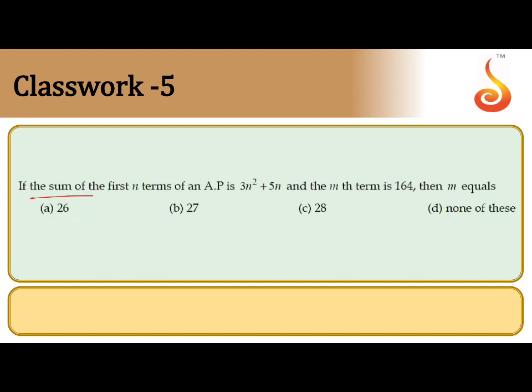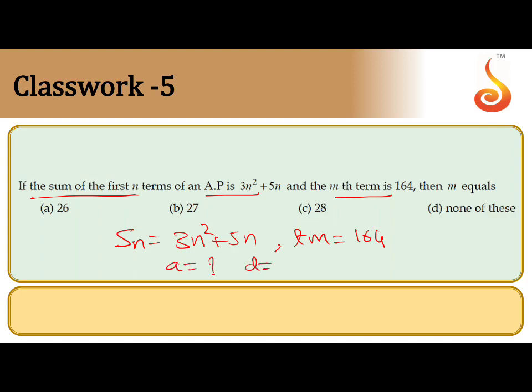The sum of first n terms of an AP is 3n square plus 5n and the mth term is 164. What is the value of m? So in this question Sn is given as 3n square plus 5n and Tm is given as 164. To find the m value, we require the first term and common difference of the AP, which you can calculate from Sn. So I'll solve it on the next page.